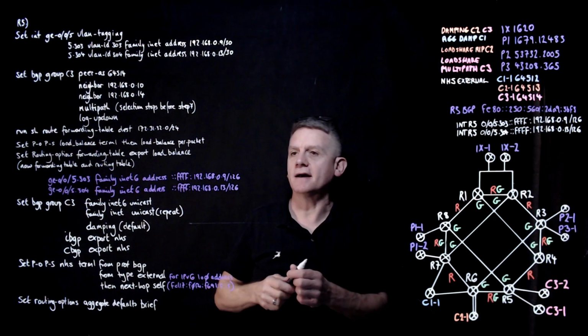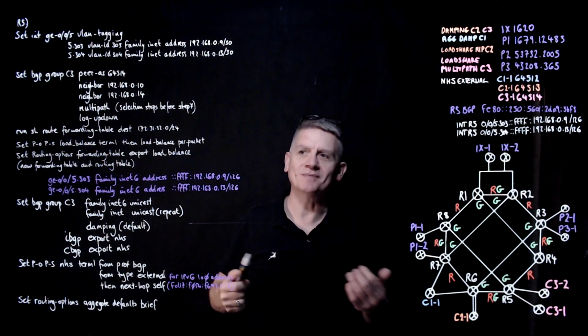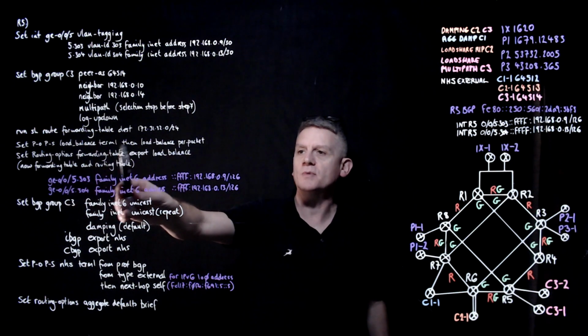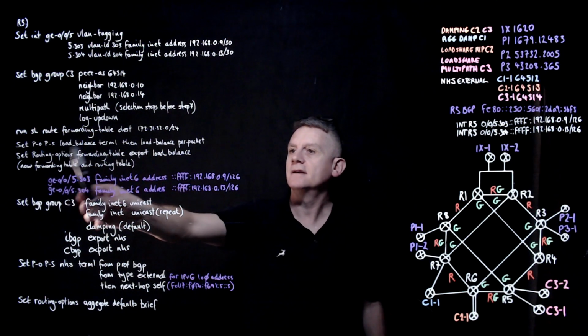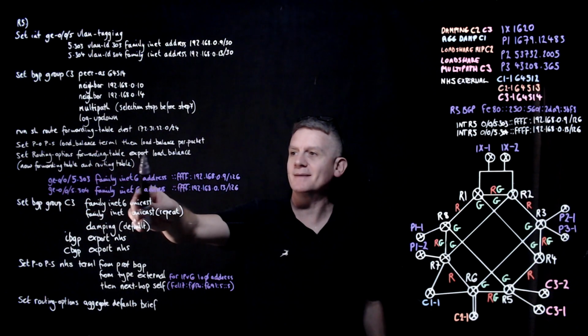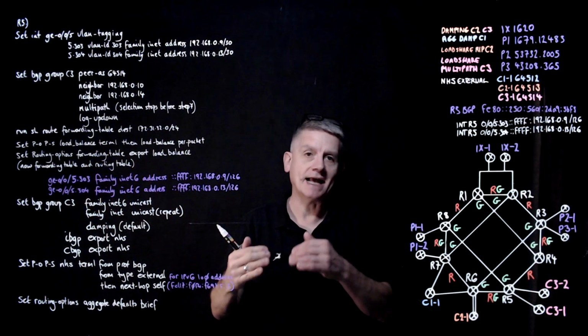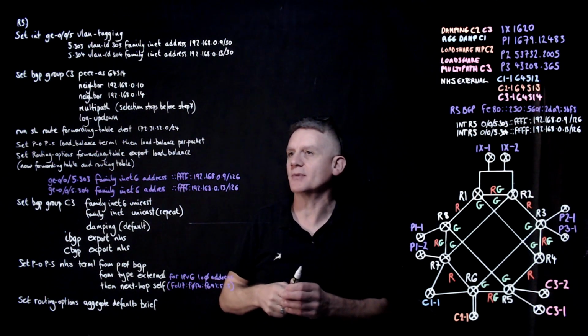We want to load balance per flow, which means we turn on per packet. So set policy-options, policy-statement, load-balance, term 1, then load-balance per-packet. We export that on the forwarding table inside the routing options, and it's going to start load balancing at the forwarding table as well as the routing table.